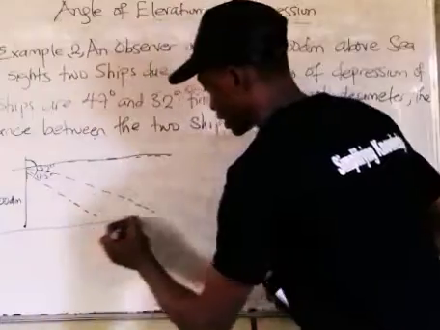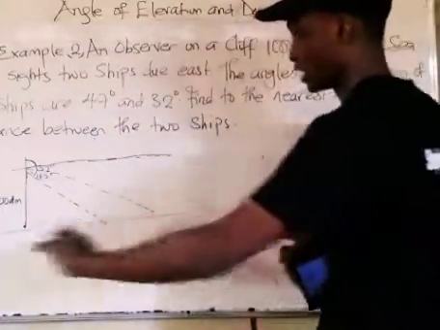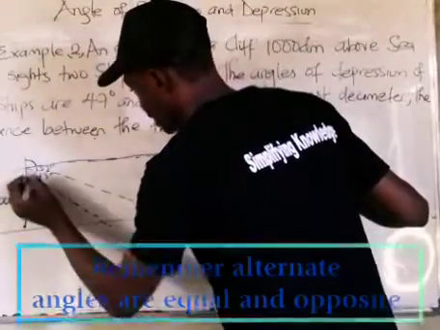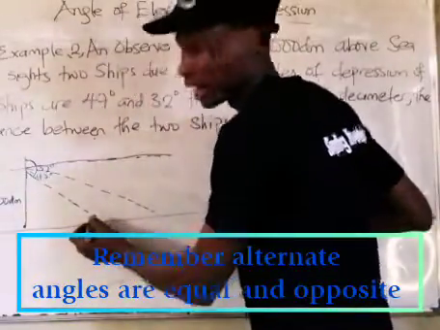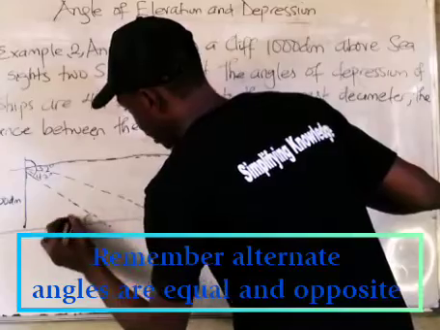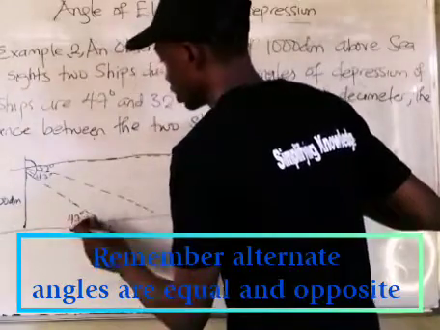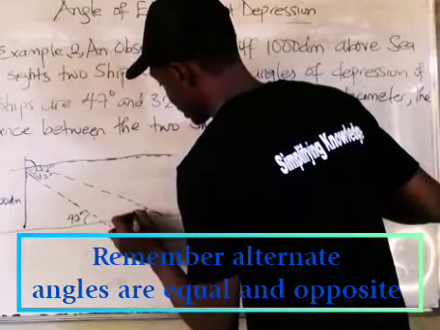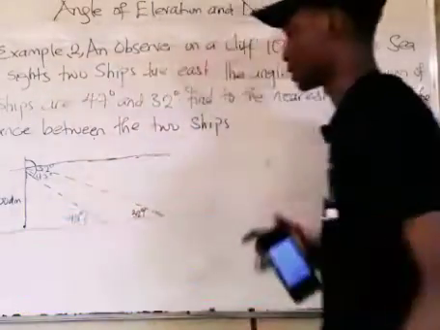Now, this is the sea level. Let's call it the sea level. So, from this place, because these angles are alternate to this, right? We can bring 47 down here. This 47 is alternate to this angle, and we can bring 32 down here because they are alternate, right?